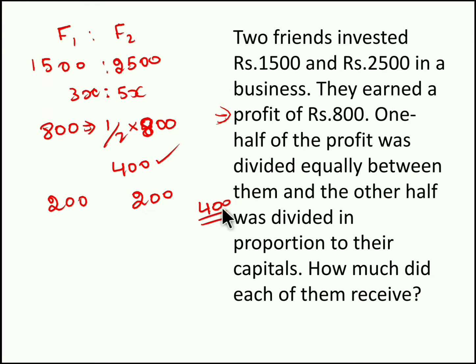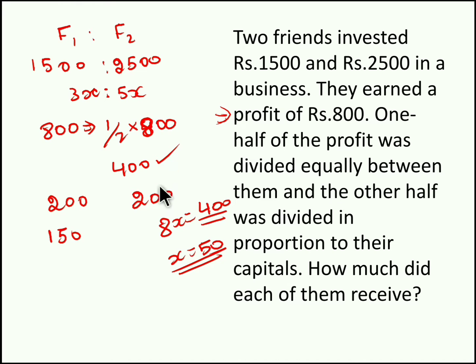Now this 400 rupees is distributed between them based on the capital invested. So the capital invested is 3x is to 5x. So totally it's 8 parts. So these 8 parts are nothing but 400 rupees. If 8 parts is 400 rupees, one part will be 50 rupees. For one part invested, we have to give 50 rupees. But friend 1 invested how many parts? 3 parts. So 3 into 50, it's 150 rupees.